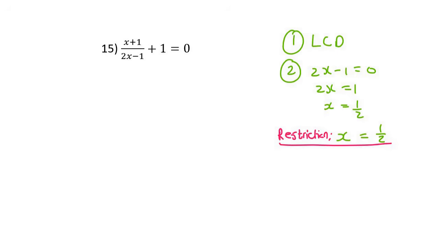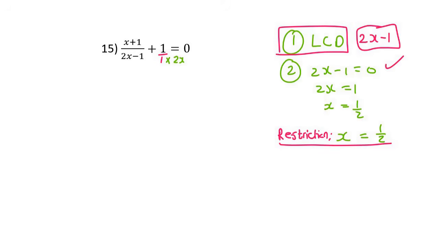Okay, so now we've done number 2, so now we can go get our common denominator. If this is 1 over 1, then the lowest common denominator is going to be 2x minus 1. So that means we are going to multiply here by 2x minus 1, and what you do to the bottom, you always do to the top. And so that's going to give us x plus 1 over 2x minus 1 plus 2x minus 1 over 2x minus 1 equals to 0.